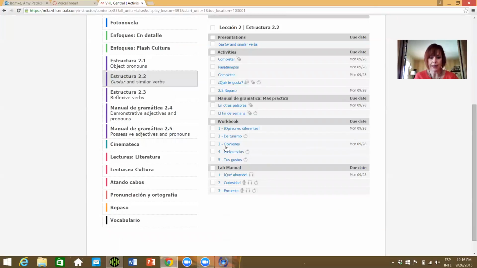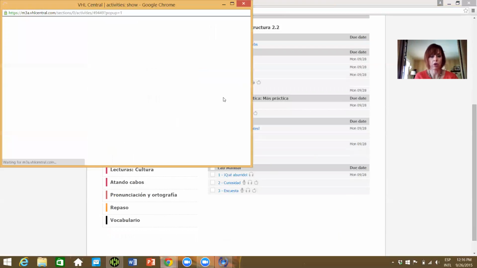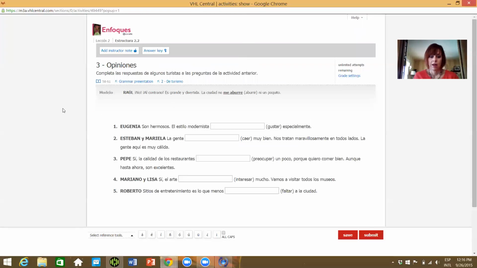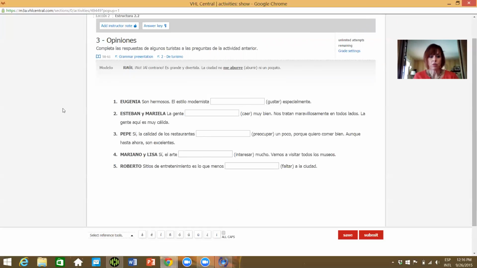All right, and there was one more that I wanted to go over. This one, opiniones. All right, this one: complete las respuestas de algunos turistas a las preguntas de la actividad anterior. So this one is going with some of the previous activities, tourists, okay, and their answers. So Raúl says, no, al contrario, es grande y divertida. La ciudad no me aburre ni un poquito. You know, the city is not boring to me at all.